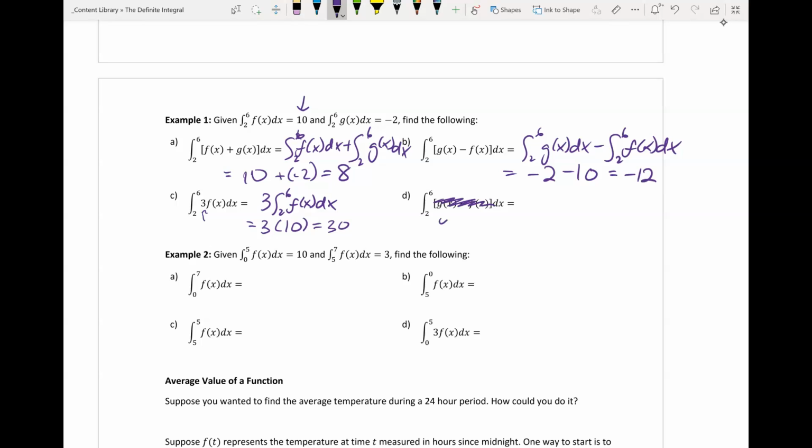And replace that with f of x dx, and then plus 2. So you're just going to integrate first. The integral from 2 to 6 of f of x dx is 10. This is just a number outside of your integral, so we can just add it afterwards, and that's going to be 12.